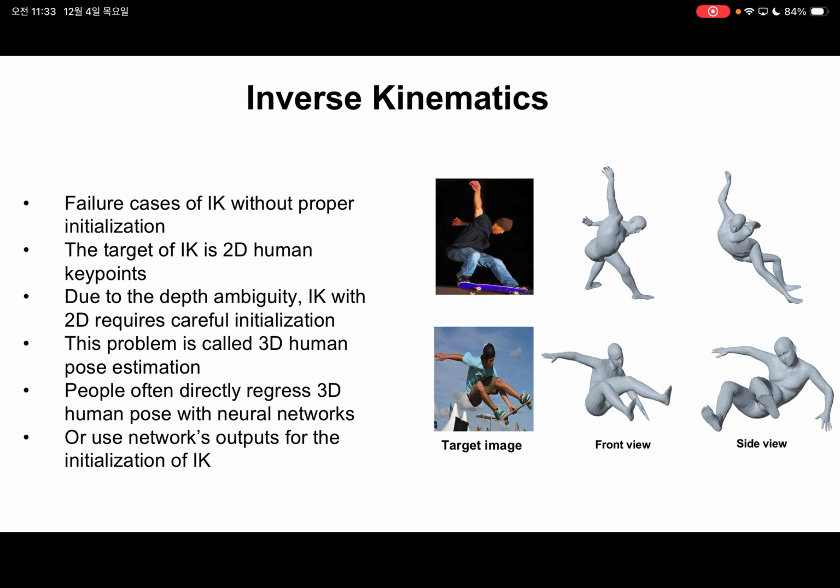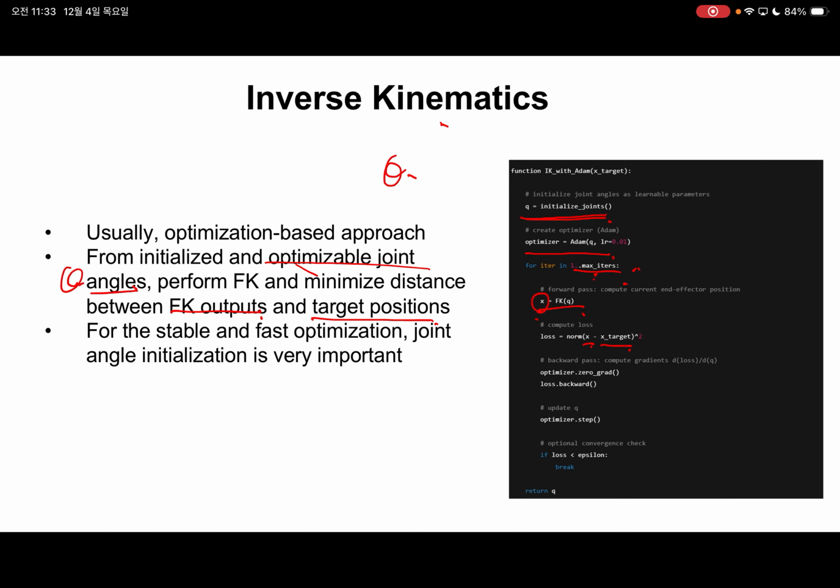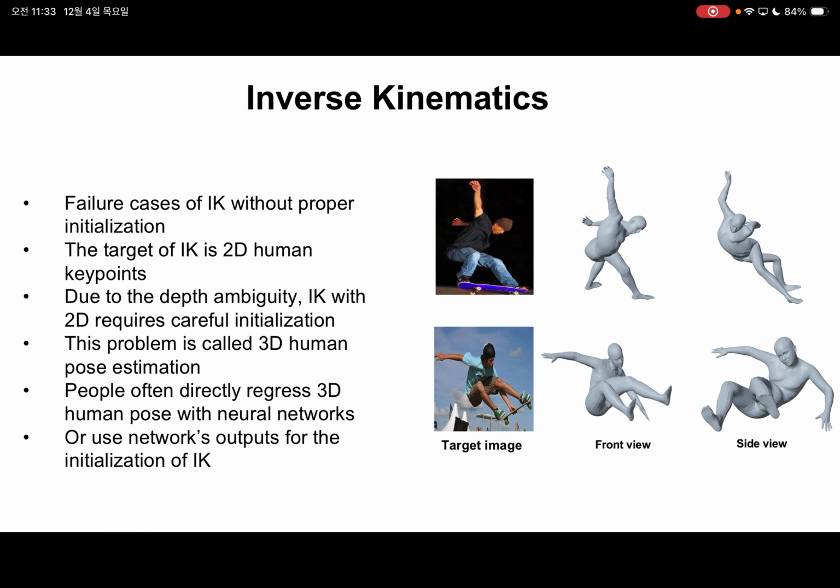But maybe some of you know the optimization. For optimization, initialization is very important. So here we initialize theta here. But without proper initialization, IK could fail. As I said, humans also have a kinematic chain, so all of these things are applicable to robots and humans. And this shows an IK failure case of a human.